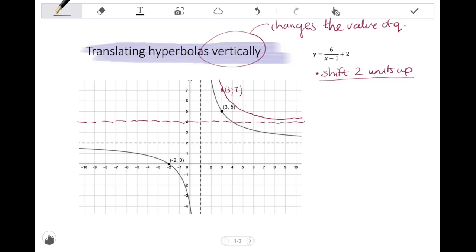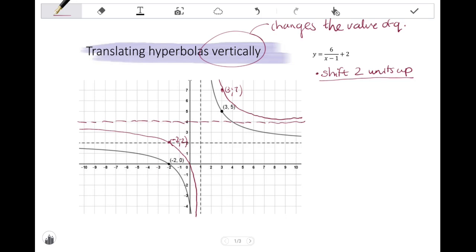If I look at the point negative 2, 0, that will go to negative 2, 2. So if I'm shifting vertically only, notice that the x values don't change, and that is why the vertical asymptote doesn't change. But what does change is the y coordinates increase if I'm shifting up. If I'm shifting down, they obviously decrease. So again, a rough sketch of the arm there, respecting the vertical asymptote. This red graph is our original graph shifted up by 2 units.